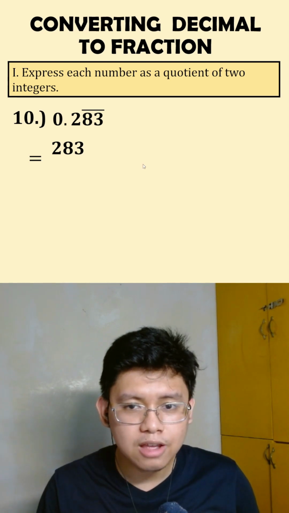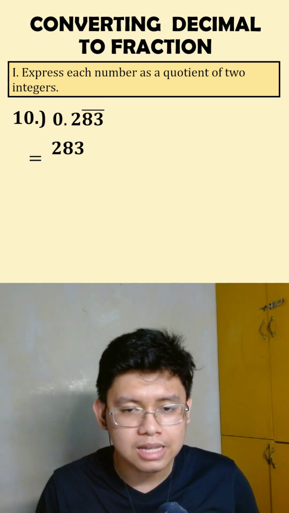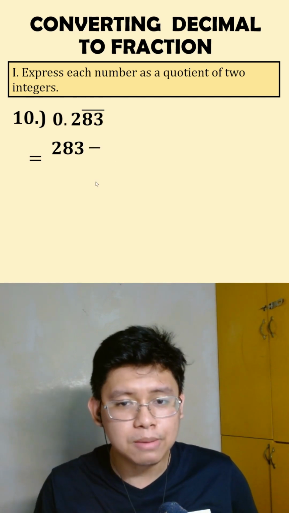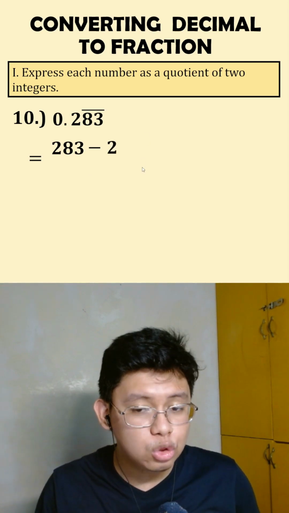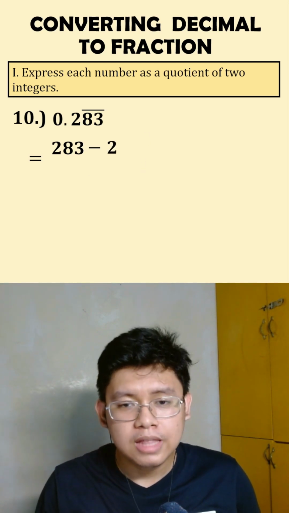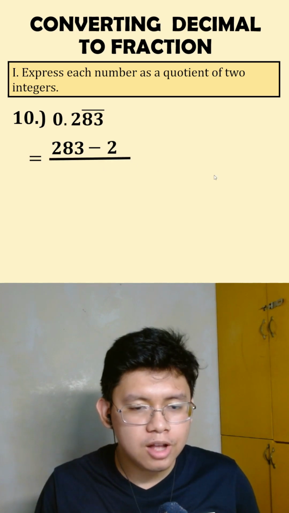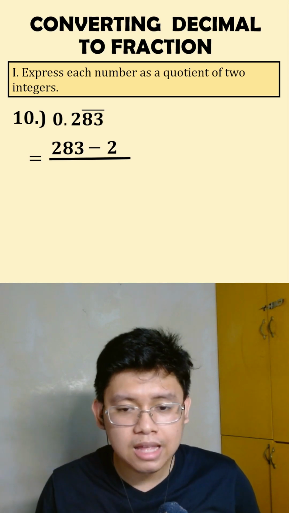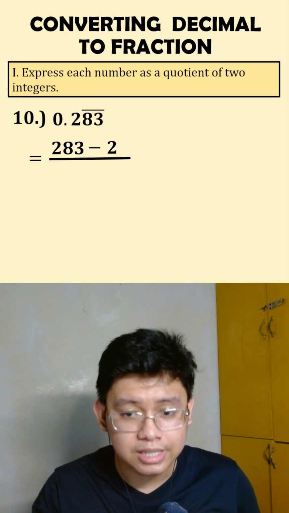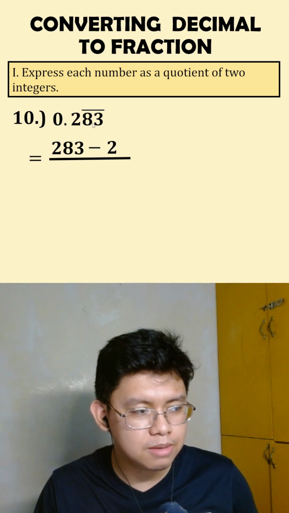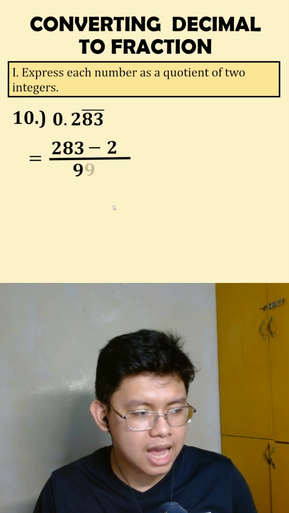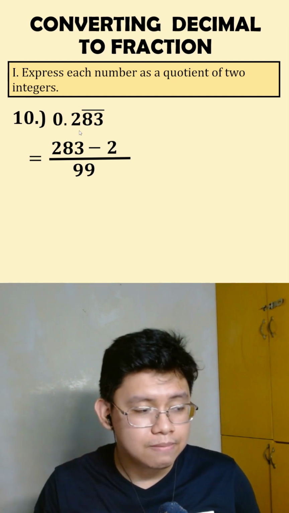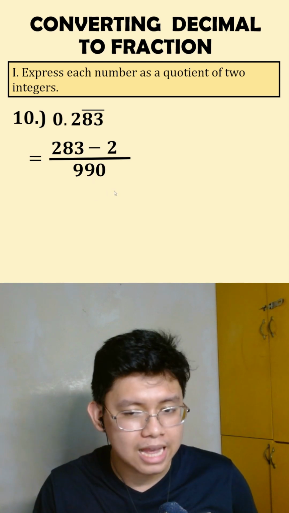And then, since meron tayong non-repeating decimal at repeating decimal, we will subtract 283 by the non-repeating decimal. So, subtract natin to by 2. Ayan. So, that will be our numerator. For the denominator naman, for every repeating decimal, that will be 9. And then for non-repeating decimal, that will be 0. So, ang repeating decimal natin, dalawa. So, that will be 99. And then, yung non-repeating decimal natin, isa. So, maglalagay tayo ng 0 after 99.